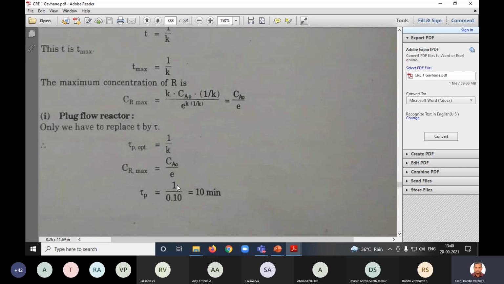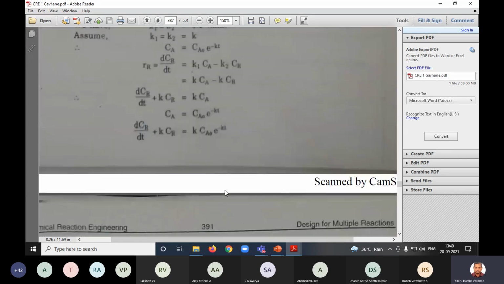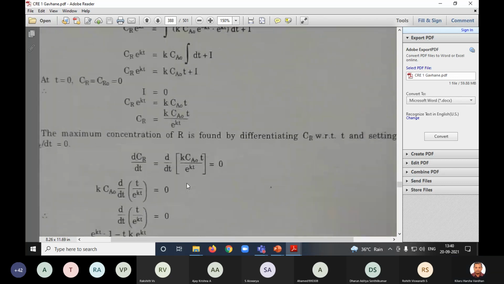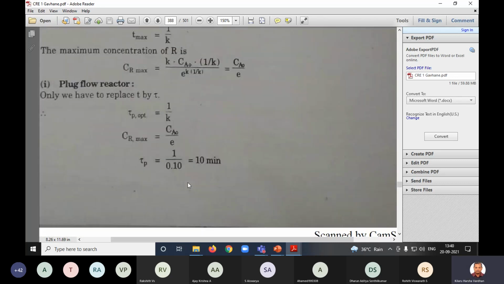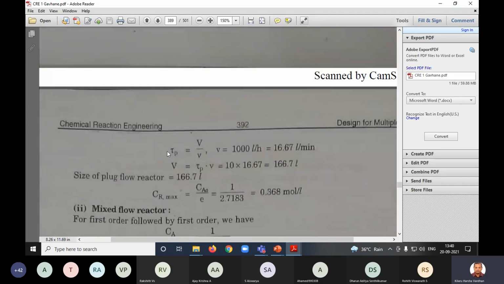So tau P is 1 by K. K is nothing but, he gave in the problem, 0.1 per minute. So you substitute there, 1 by 0.1, you are getting 10 minutes. Tau P is V by V naught, and the volumetric flow rate is given, so you can calculate tau P. That is the time required in the plug flow reactor.